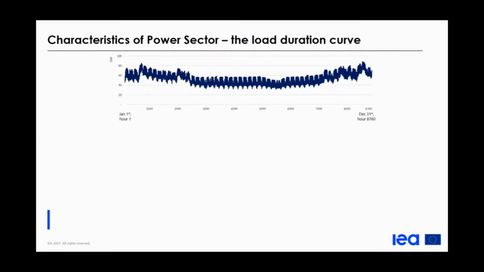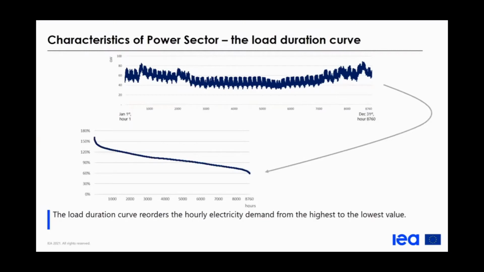So when we look at the annual granularity, we make some assumptions, some simplifications, to still consider the time period granularity, but keeping it in a simpler way. A very common simplification is to reorder the hourly electricity demand from the highest point, the peak hour, to the lowest value. This is what we call the load duration curve.